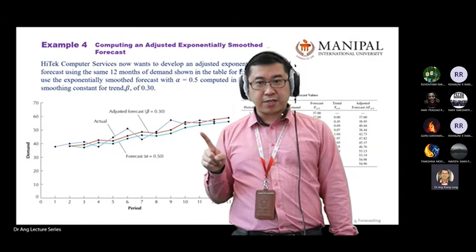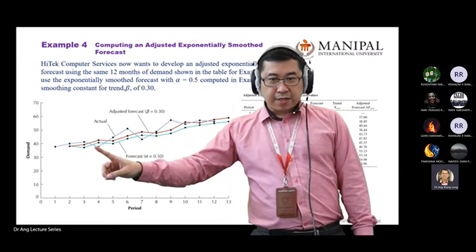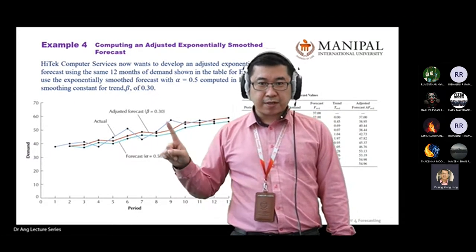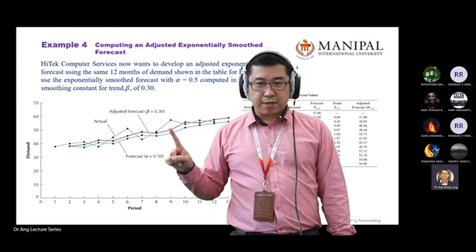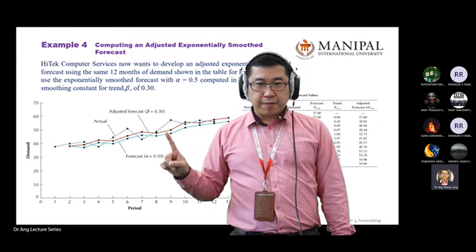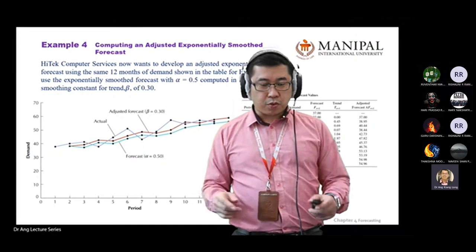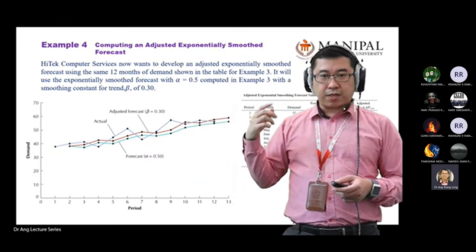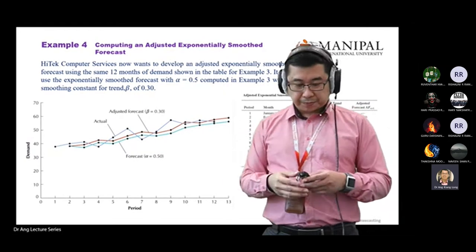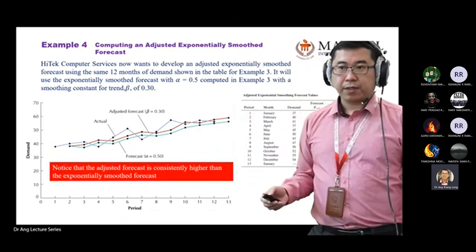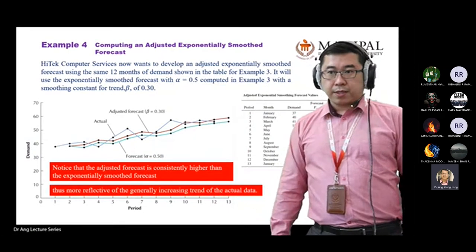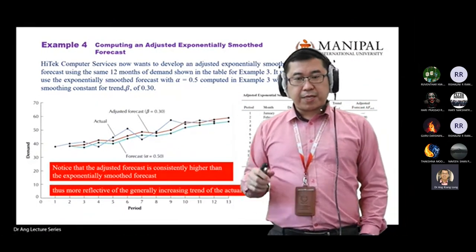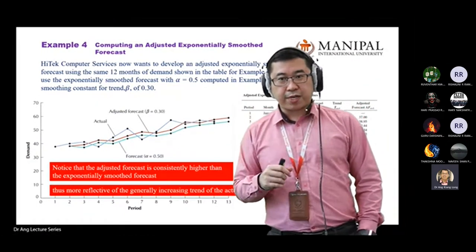However, you've got some weaknesses. You see the peak here, it will not be able to pick up the peak here. You see this dot to this dot is supposed to go up, but it's a bit slow. However, you can see with the adjusted, it gets a little bit nearer to the raw data there. So it means if the line is near to the raw data, it means that you are doing very good forecasting.